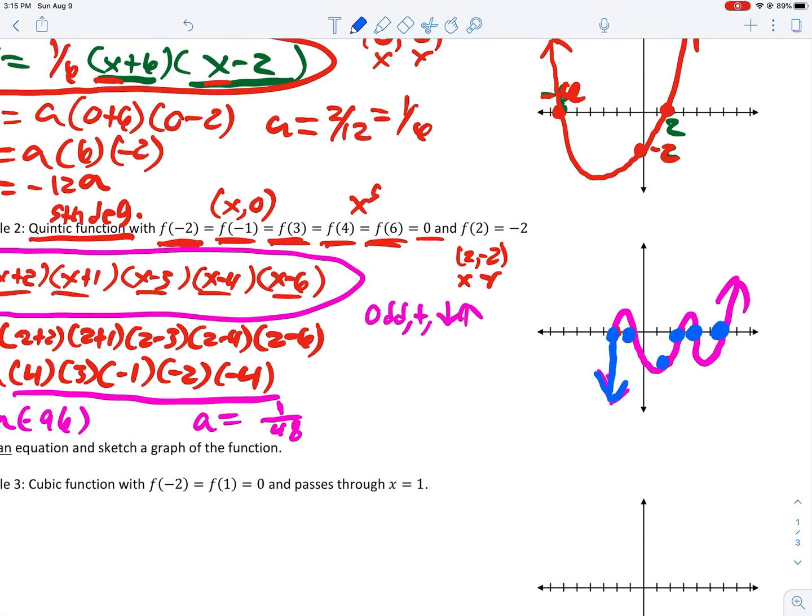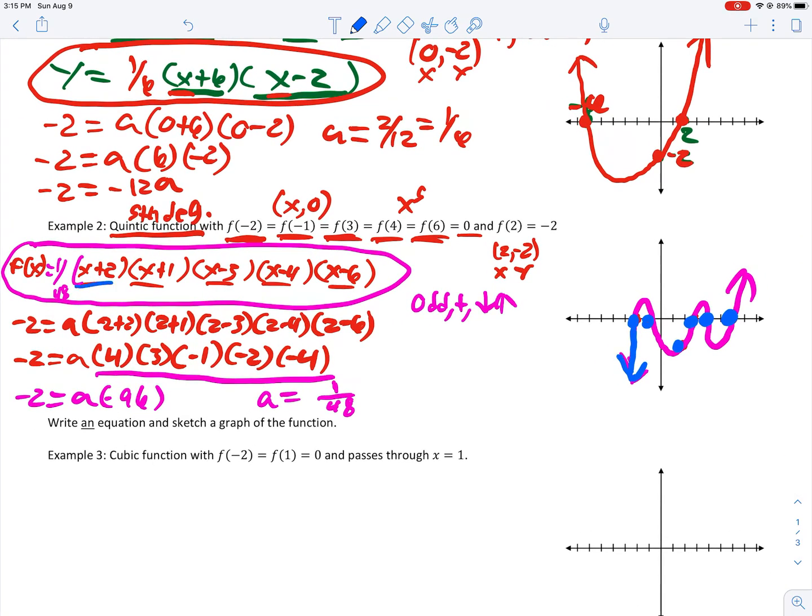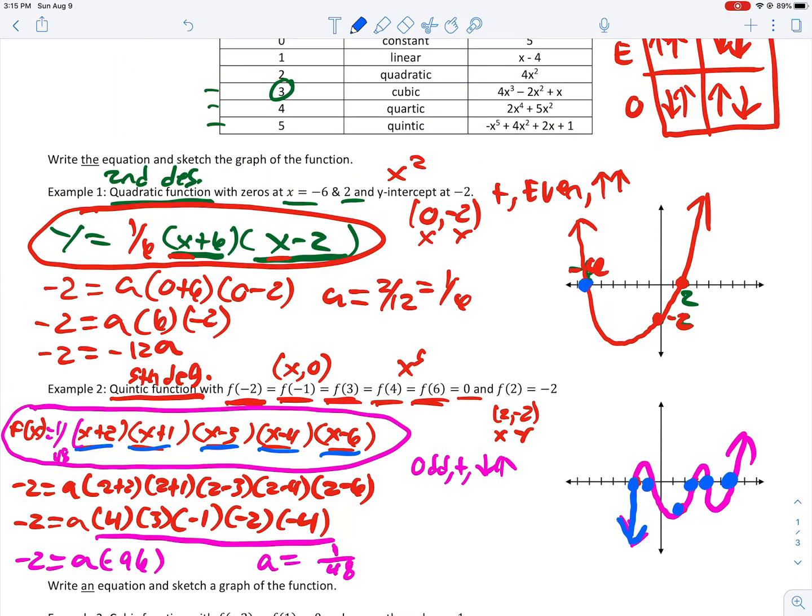And I know that I'm going to pass through all 5 x-intercepts because each factor only occurs one time. Right? The multiplicity is odd. It's the same idea as in the last problem. How did I know I was going to pass through the 2 and the negative 6? Well, because each factor only occurred one time. So the multiplicity was odd, so I know the graph passes through. It doesn't bounce off of it.